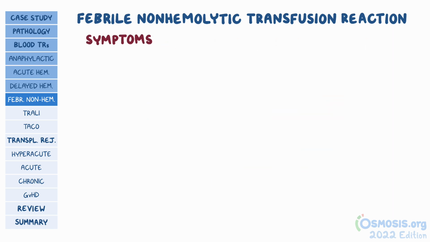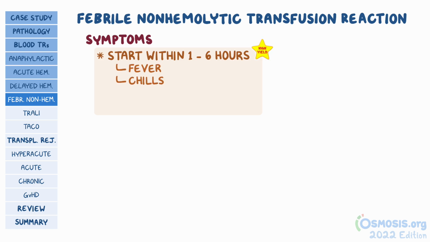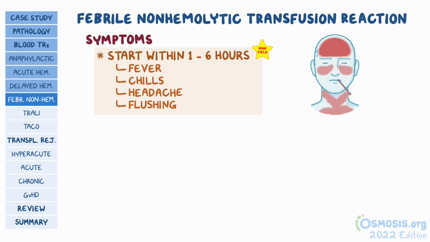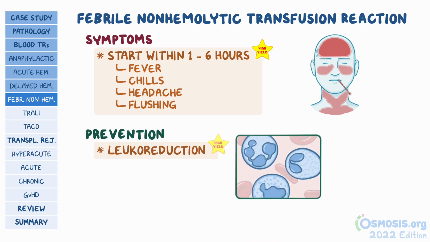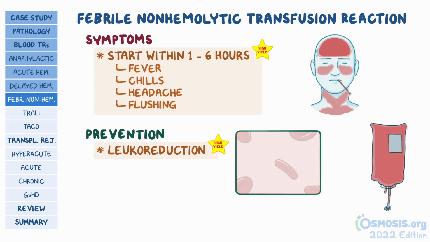Symptoms of febrile non-hemolytic transfusion reaction usually start within 1 to 6 hours after transfusion and include fever, chills, headache, and flushing, which is a sudden reddening that usually involves the face and neck. Febrile non-hemolytic transfusion reaction can be prevented by a process called leukoreduction, where white blood cells are removed from blood prior to transfusion. And that's a high-yield fact.